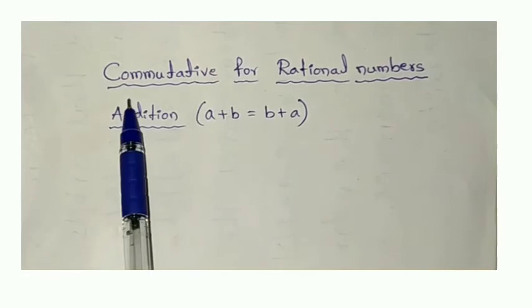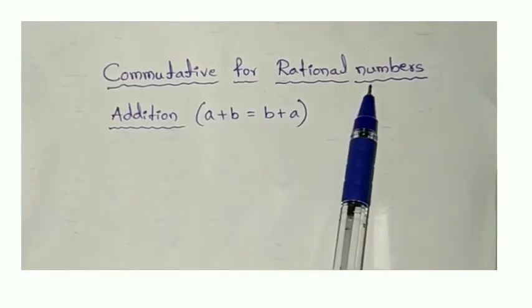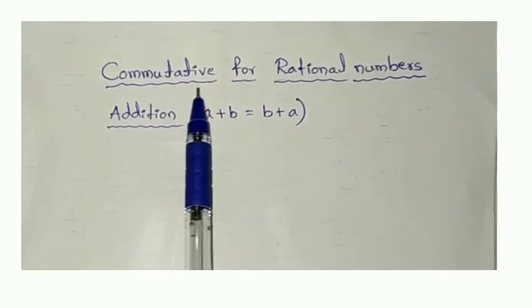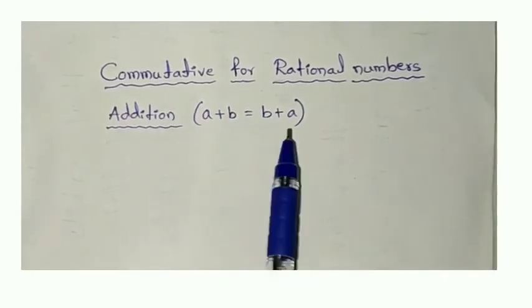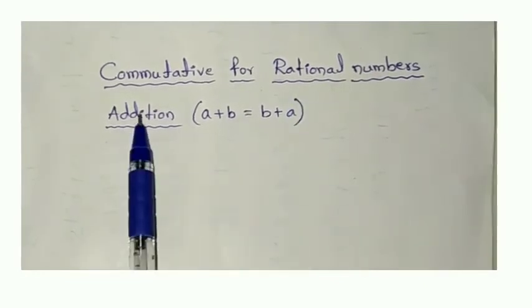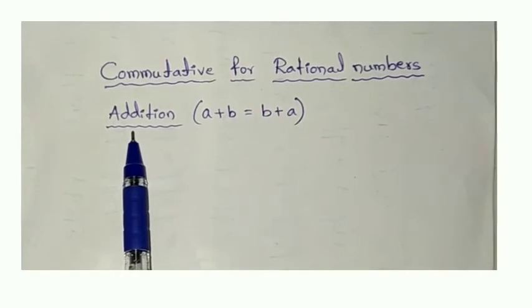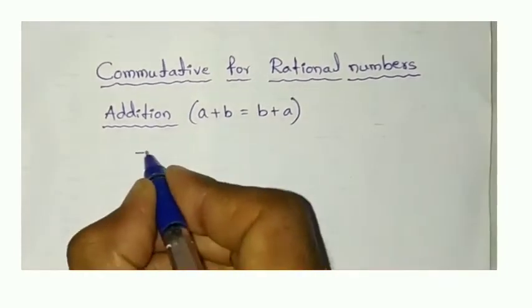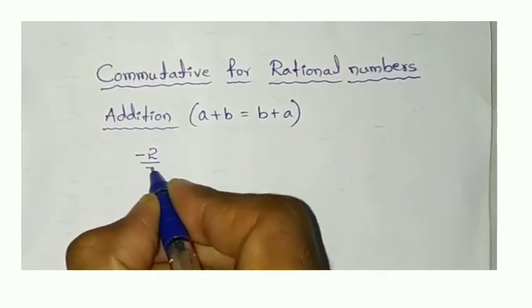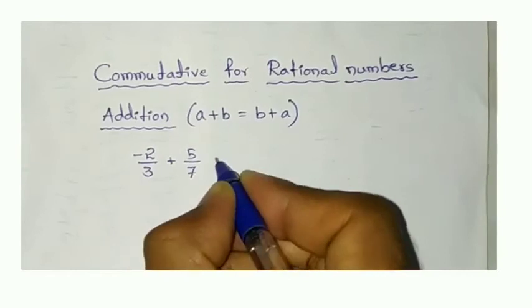Now I am applying commutative for rational numbers. You can apply commutative for the whole numbers and integers yourself and practice them. For the rational numbers I am showing you with an example. In that, first one, addition. So I will take here two rational numbers. Let's take minus 2 by 3 plus 5 by 7.